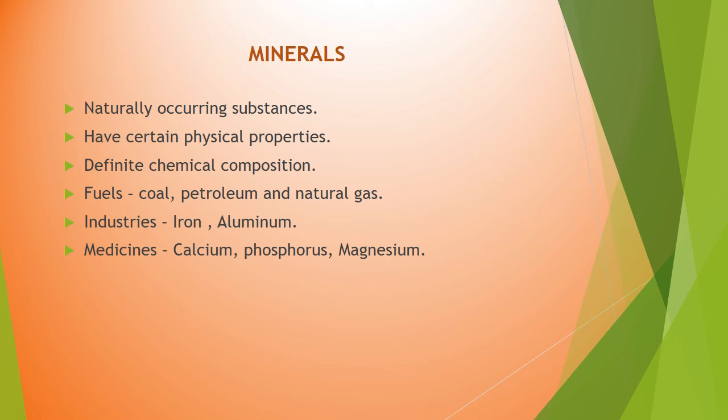At last, minerals. Naturally occurring substances have certain physical properties. That means certain physical properties have to be present in a mineral, and different chemical compositions. Example, fuels: coal, petroleum and natural gas. Industries: iron and aluminium are used in industries. Medicines: calcium, phosphorus and magnesium are used in medicines.